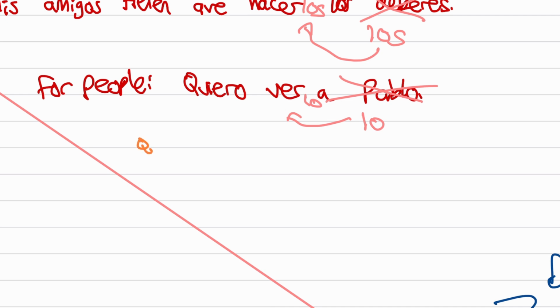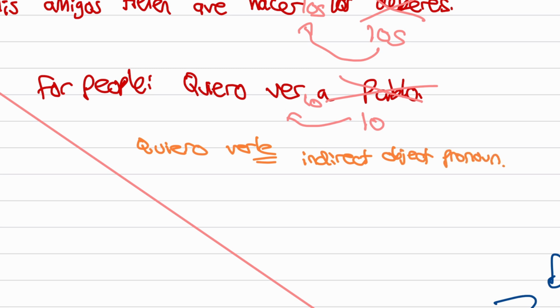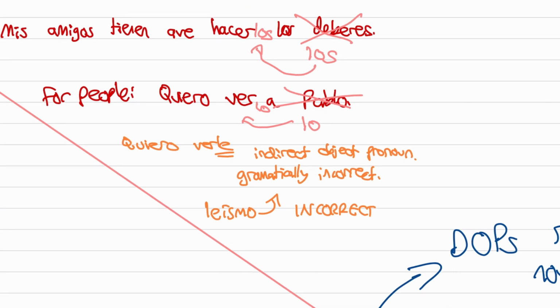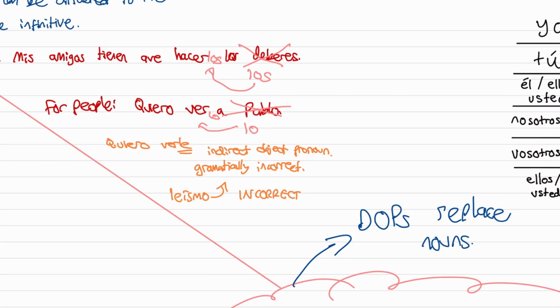However, just a point, you may see sometimes quiero verle. This is using an indirect object pronoun, and this is technically incorrect. Quite often in Spain, you're going to see verle versus in Latin America, you're going to see verlo. However, verlo is the only one that is correct here. Verle is not correct. This is called leísmo. So for people, quiero verlo is correct and verle is not as correct, but it's still common. You'd hear it in speech and so on. But if you want to learn the correct grammar, we'd say verlo.